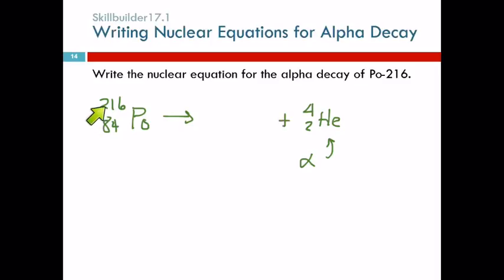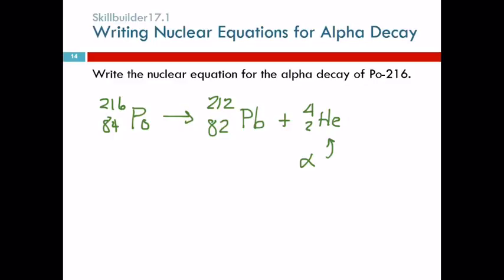And now we're going to try to find out, well, what goes in here? Well, 216 minus 4 would be 212. And 84 minus 2 would be 82. And then we look on the periodic table and find the symbol for 82, which is lead. So we write that in here. And that's all there is to it.